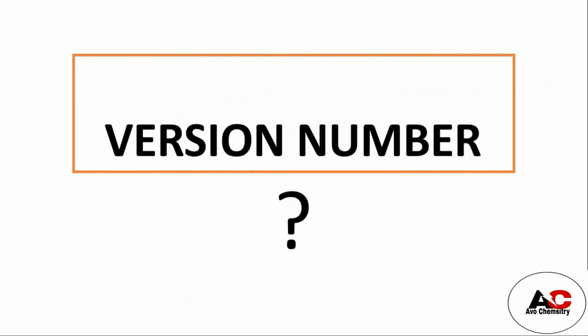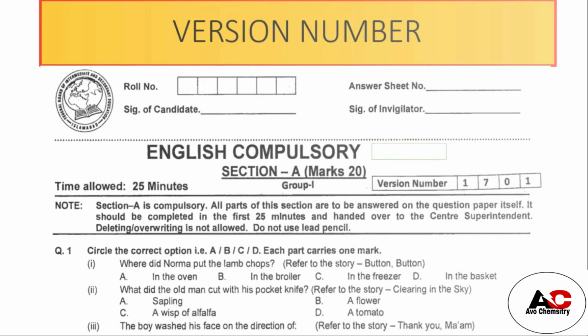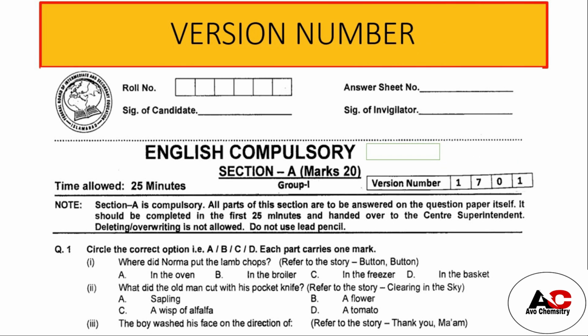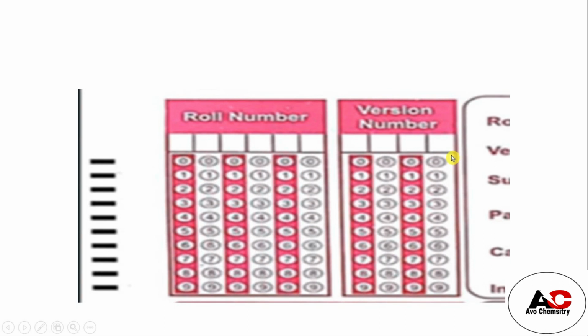Now, what is version number? Version number is actually a question paper number. There would be different papers and every paper has its own version number. Here I am going to show you a sample of an English objective paper. Here you can see at the most right side there is a 4-digit version number. This 4-digit version number you will write on the OMR answer sheet. In the version number column, you will fill those 4 digits in the given boxes, and after that you will fill these bubbles in the same manner as we have discussed for the roll number.